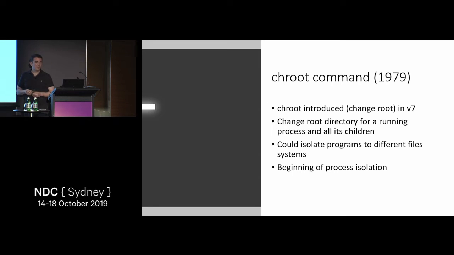Change root command, I think, is an important one that's worth mentioning, that's introduced in 1979. Now, this is a Unix-based command that allows you to change the root directory for a running process and its children. And this is the beginning of being able to isolate programs to different file systems. And some of these approaches and developments are going to lead to later things such as containers, Kubernetes, and so on, that we're kind of starting to take for granted today.